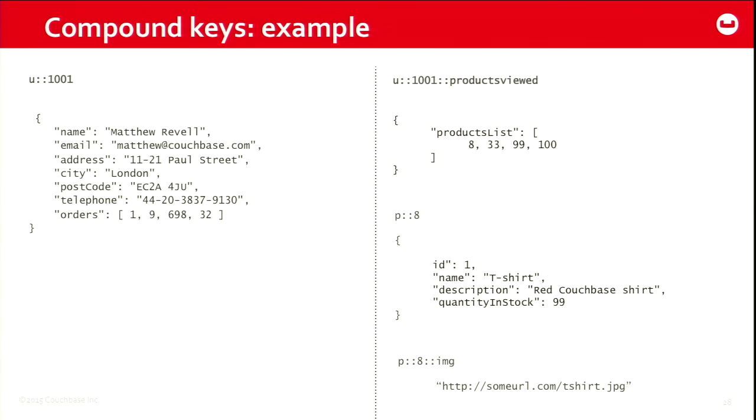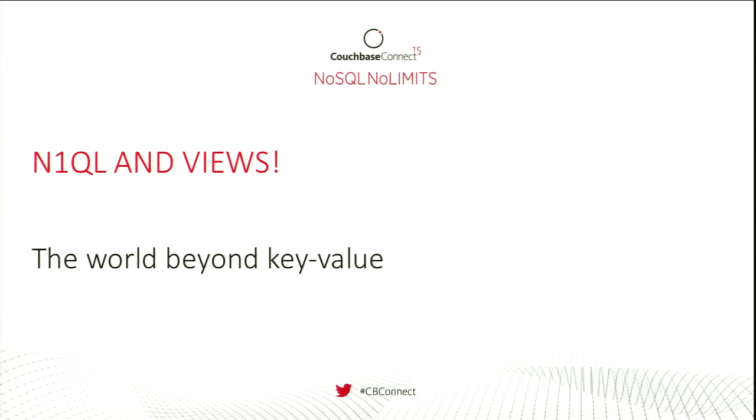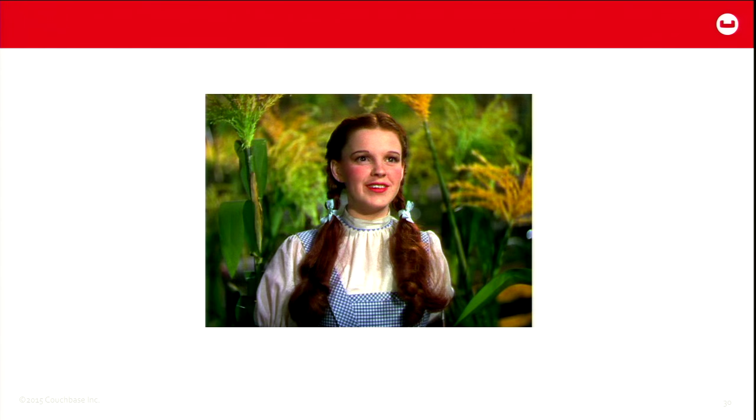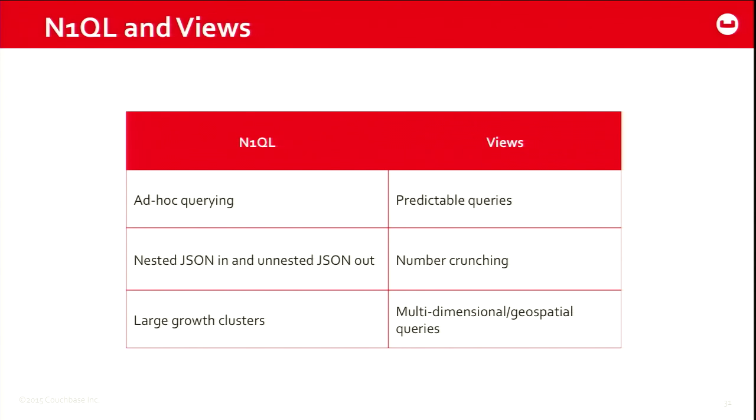Okay, so we've looked at key value, but Nickel is somewhat different. We're not in Kansas anymore with this. But there's no need to worry. It's all good stuff. So Nickel and views. Going back to the ad hoc and predictable queries, when are you going to use these? So let's just review that. Nickel is going to be something that you're going to use for ad hoc querying, by and large. Whereas views are partly for predictable queries, but also where you're aggregating data and you're perhaps starting to employ the full MapReduce side of Couchbase views rather than just using it as a secondary index mechanism.